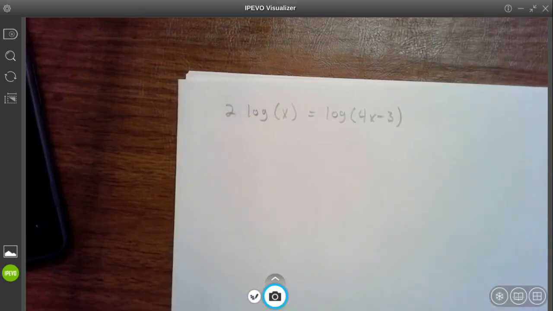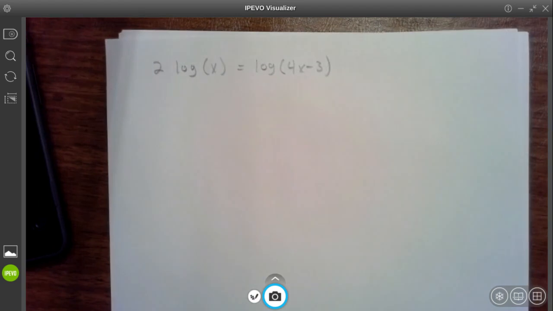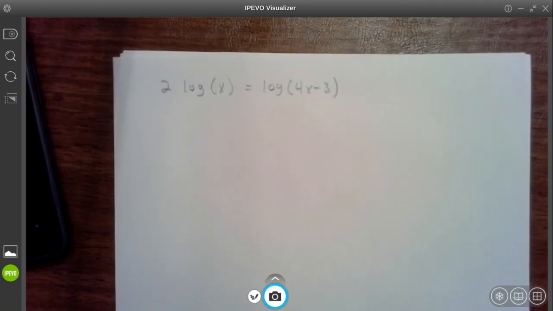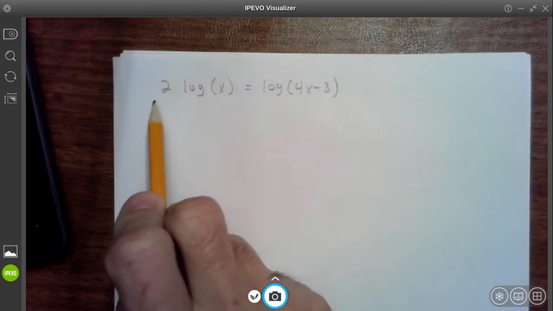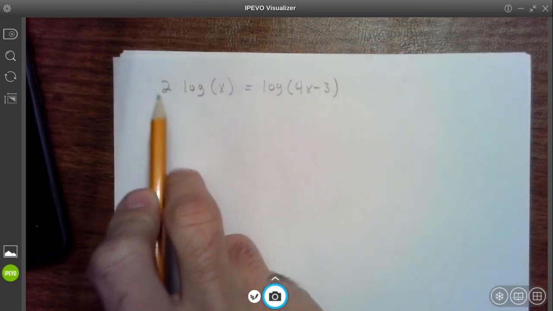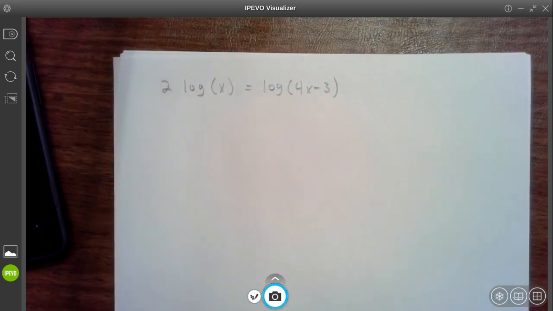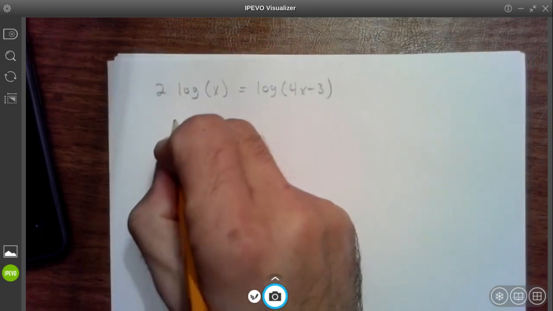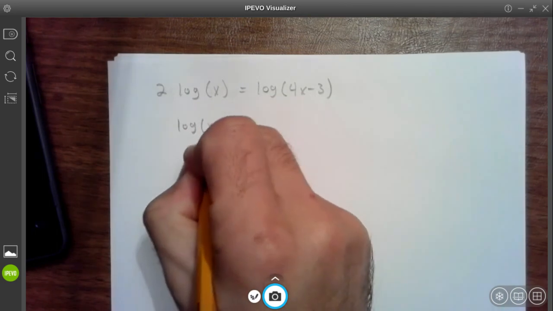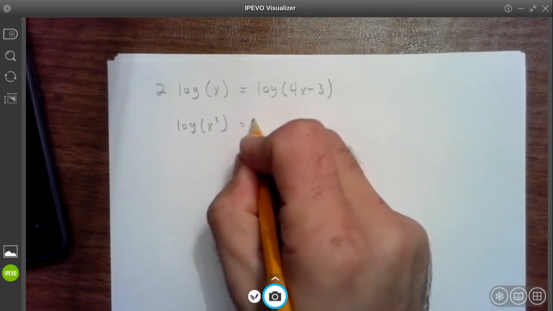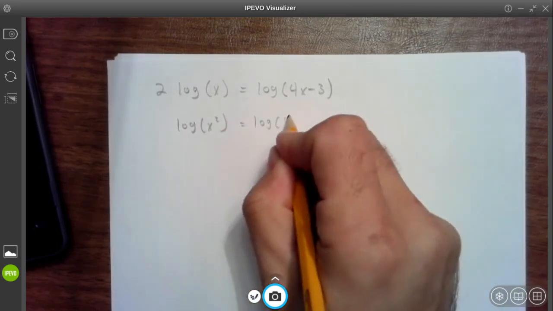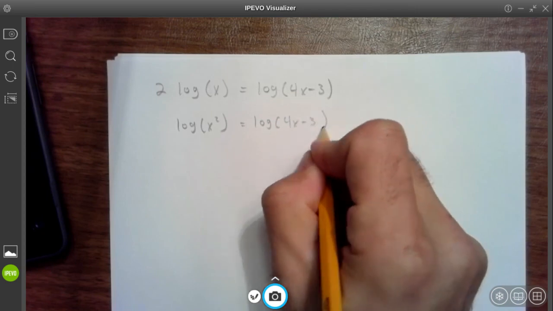Okay, I got another logarithmic equation. This is going to be one that we end up getting two solutions on. It's going to end up producing a quadratic, you'll see. First thing I'm going to do is put this 2 back inside the parentheses to condense it. So we'll have log of x squared, and then the right-hand side's still the same.